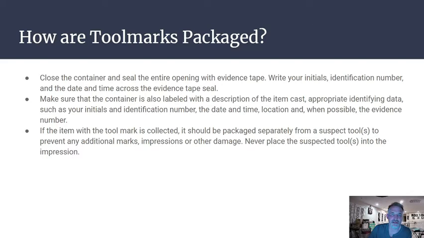Close the container, seal the entire opening with evidence tape, and then write your initials and identification number and date and all the pertinent information on the seal. Make sure the container is also labeled with the description of the item cast, appropriate identifying data, your initials, identification number, all that. And then the item with the tool mark is collected.